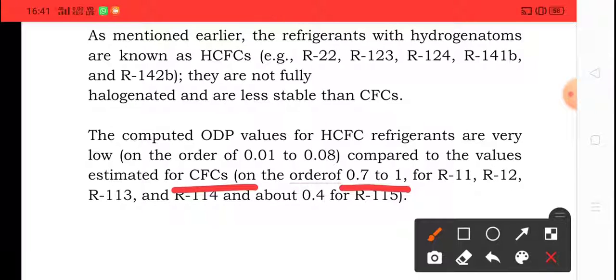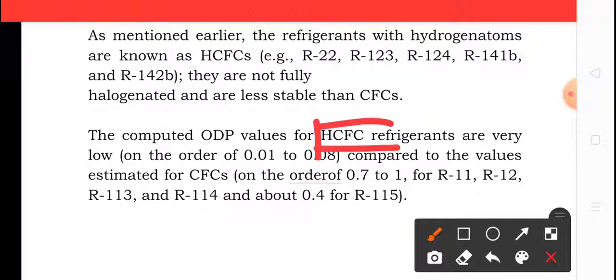Also governments have banned the CFC refrigerants in many countries. CFC is banned in many countries, and the research is going on for HCFC, and also HCFC is used in the market.